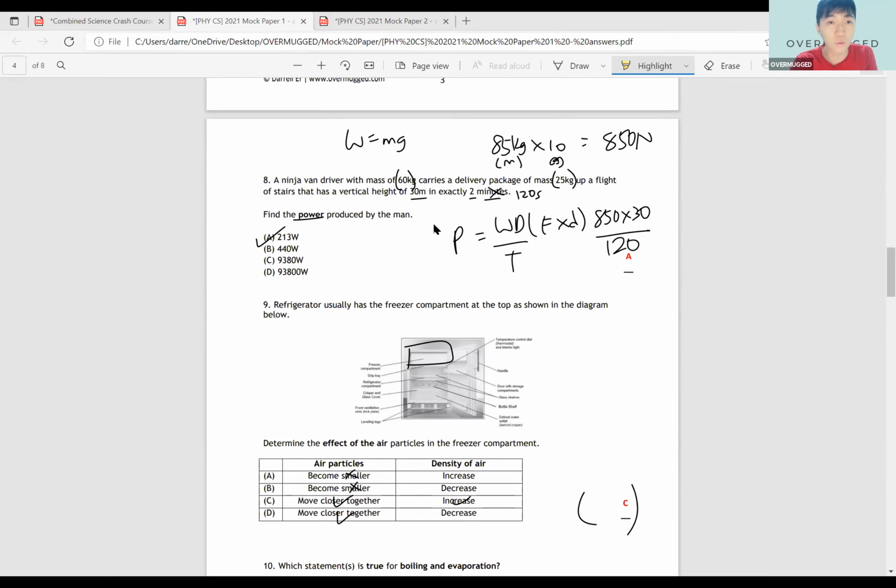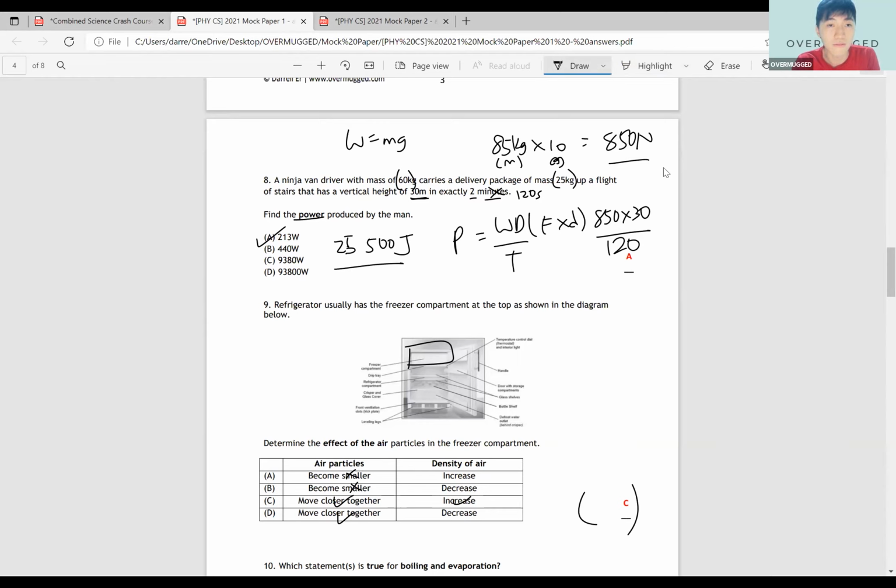Okay. So for the working, for those of you that are wondering, we should take 60 plus 25, which is 85, times 10. That will give me my weight of 850 Newton. After that, we need to multiply it by the distance traveled, which is 30 meters. So my total work done should be 25500. You can put it as joules. So this is my work done.